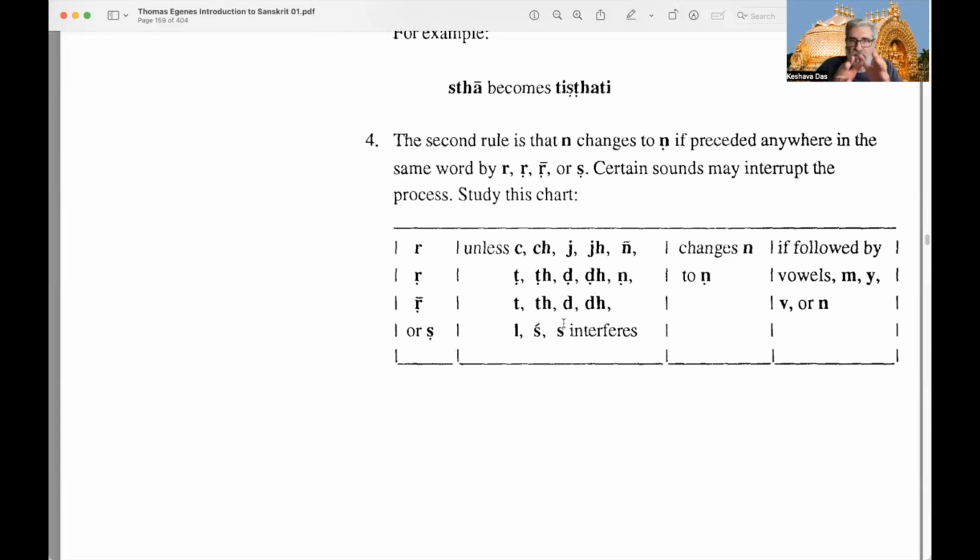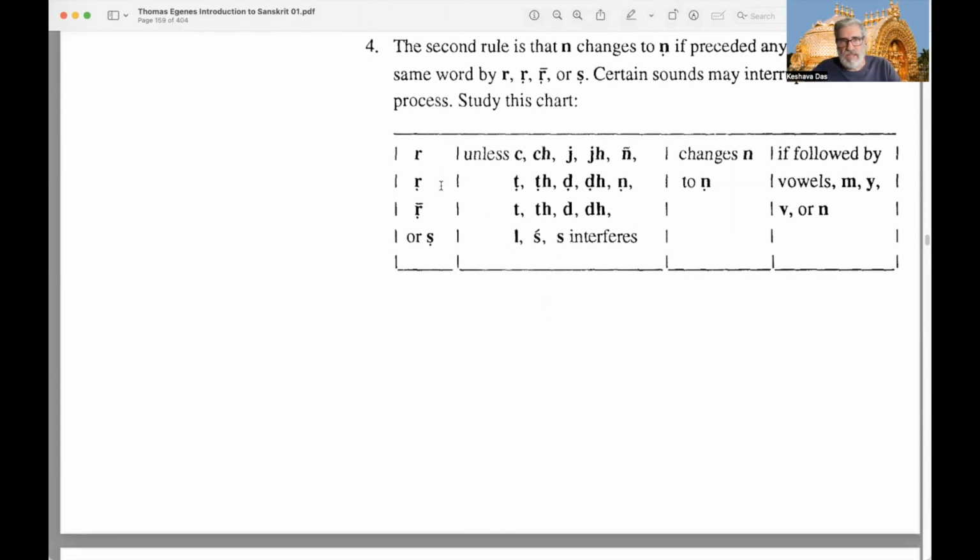So all of these letters coming before a dental N in a word will change that dental N into a cerebral N. Certain sounds may interrupt the process. Here's the chart to study to give us an idea, right? So in the beginning here on the left-hand side, we see that if you've got a word, and in that word, before a dental N, you get the word Nārāyaṇa, for example, right? It has an R in it, right? Before we get to the N. So the N turns into a cerebral N. So it becomes Nārāyaṇa, right?